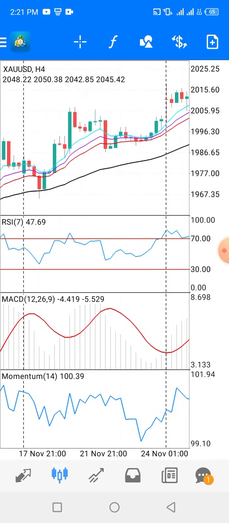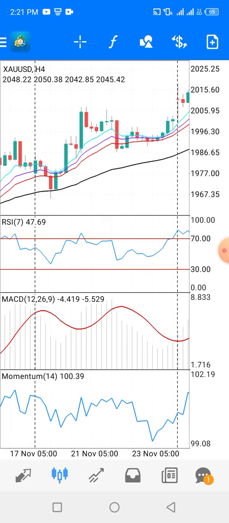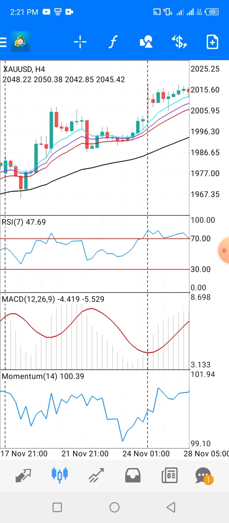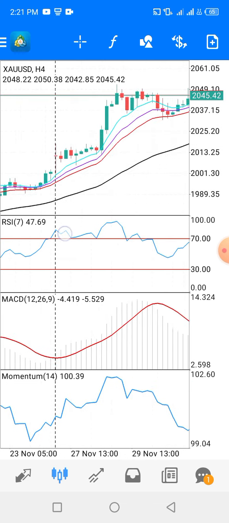Let me go over it again. What do we need? If you want to buy, we need an uptrend. An uptrend is when all the 3 moving averages have crossed the 50 moving average. We have an uptrend, and then we wait. If you want to buy, we wait for the RSI to hit the 70 level or above. When a green candle closes, we buy there. When the green candle closes, we buy from that level.